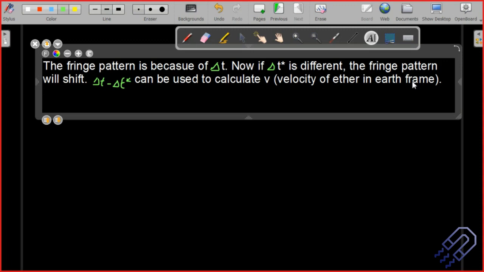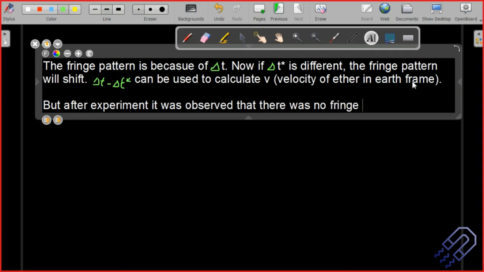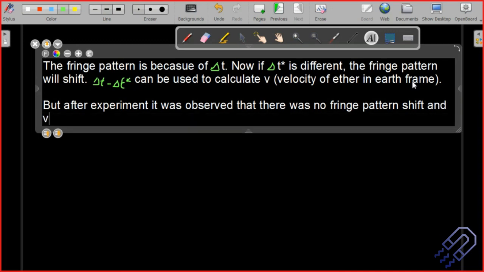Okay, how do I write this down? After the experiment, it was observed that there was no fringe pattern shift, and V is equal to 0.